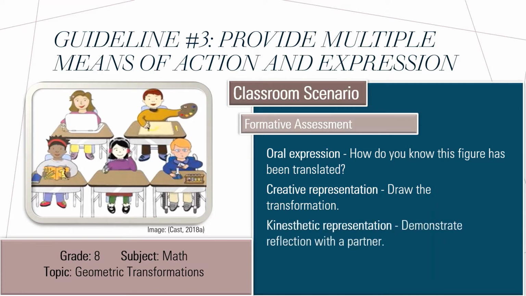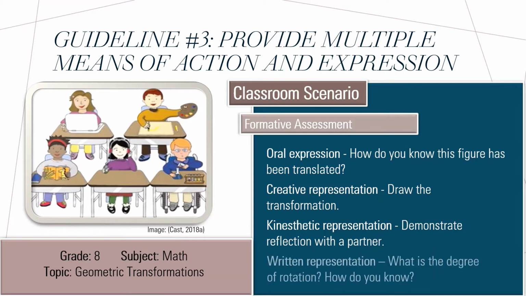They can engage in kinesthetic representation by demonstrating the transformation with a partner. And they can engage in written representation, explaining a question such as, what is the degree of rotation and how do you know? All of these ways provide a way for students to express what they know and what they understand in a way that maybe is more applicable to each learner.